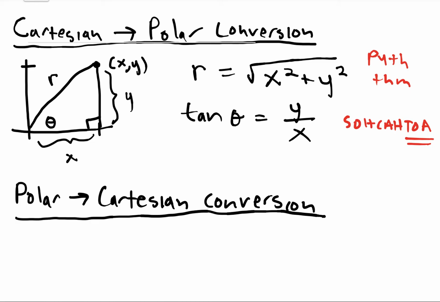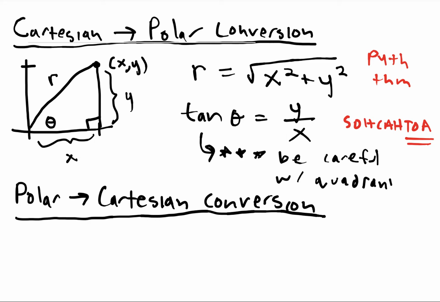And a comment that I will go ahead and make, you notice that I wrote tangent theta is y over x instead of theta is tangent inverse of y over x. We'll touch on that in a moment, but my warning right now is to be very, very careful with your quadrants. This is why I'm expressing this in this manner. If you just use the tangent inverse version, you have a small chance that you might screw yourself over. Okay, so we'll talk about that in a moment.